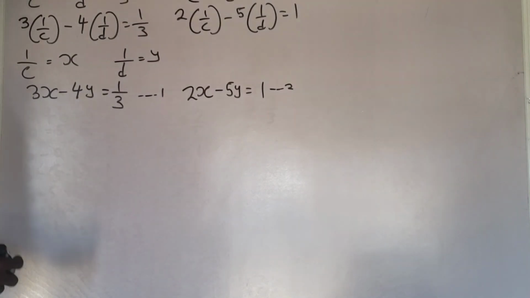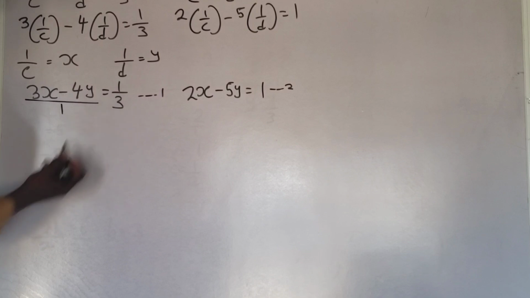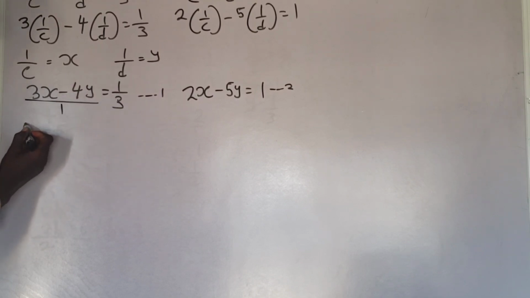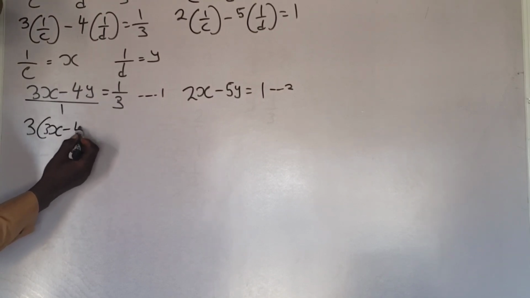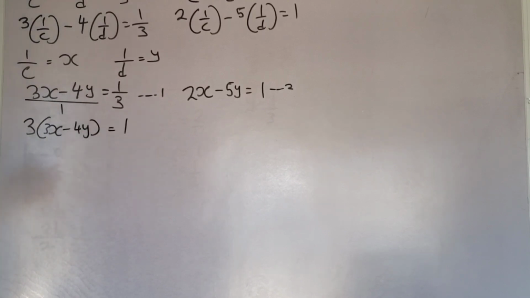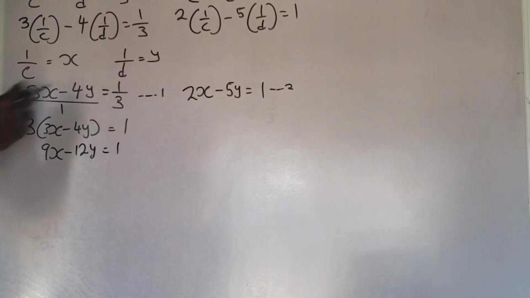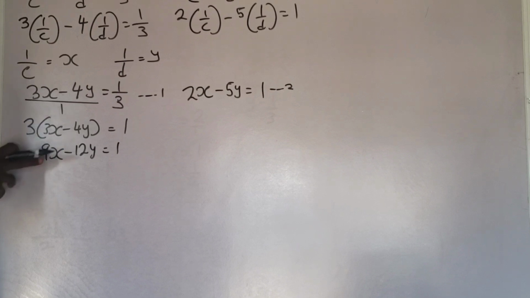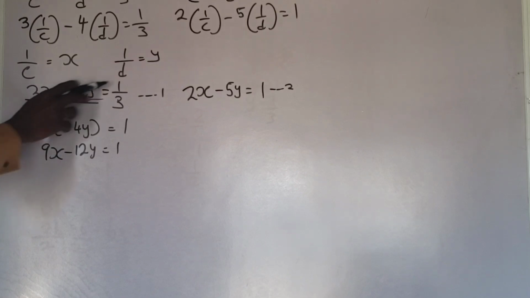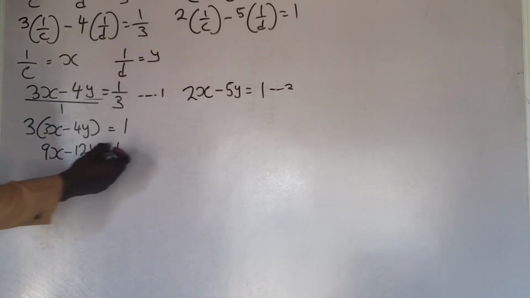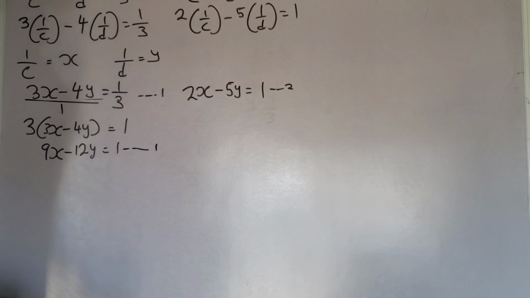So for this, let's cross multiply. I'm going to have 3 into bracket 3x minus 4y is equals to 1. 3 multiplied by 3x, that will give me 9x. 3 multiplied by negative 4y, I'm going to have negative 12y is equals to 1. What I did here is that I just cross multiplied, in order to eliminate the fraction on the right hand side of the equation. So 3 multiplies all this, and 1 multiplied by 1 gives me 1. So equation 1 becomes this, and I have this equation 2.